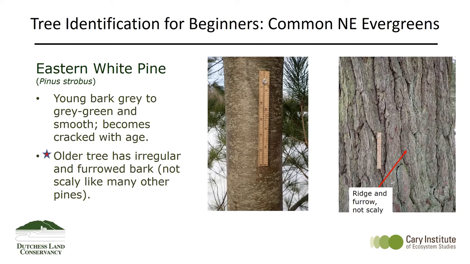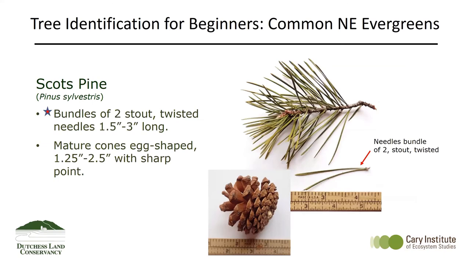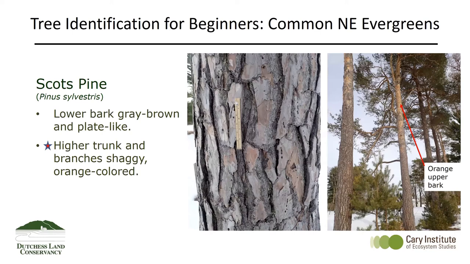This is that non-native pine we talked about earlier. Scots pine is from Europe. You can find different growth forms depending on what part of Europe the seed came from. It was commonly used as a forest replacement tree, and now it's often planted as a Christmas tree. Up close, the characteristics you can look for are the bundles of needles, two stout twisted needles, and the cones. But the easiest way to tell this tree is by, again, looking at the bark, with the shaggy bark on the upper trunk giving way to dark gray-brown and plate-like bark on the bottom. So that's the best way to tell Scots pine.